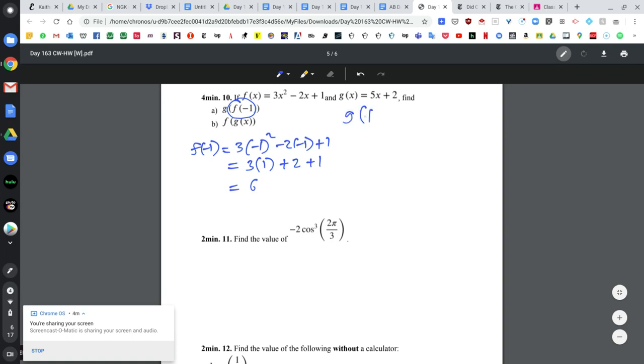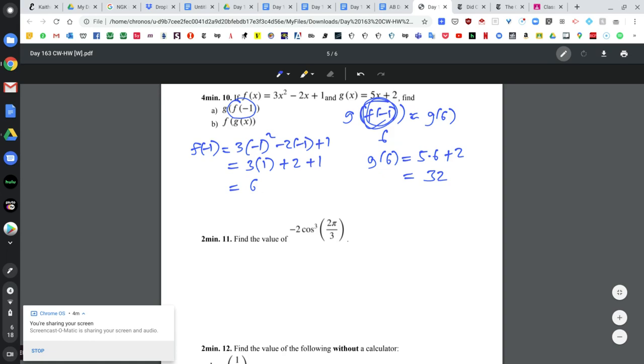Now again, if you observe, we just found f of negative 1 to be 6. So we basically need g of 6. Can we do that quickly? So we look at the g function. So is that just g of 6, which is 5 times 6 plus 2? Final answer, 30 plus 2, which is 32. So that's how A was done.